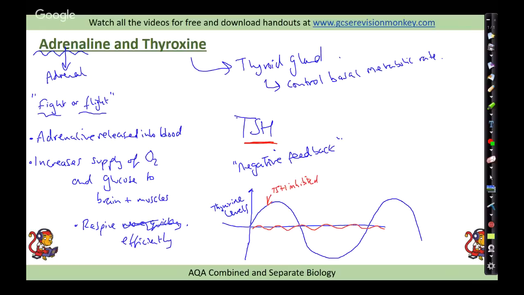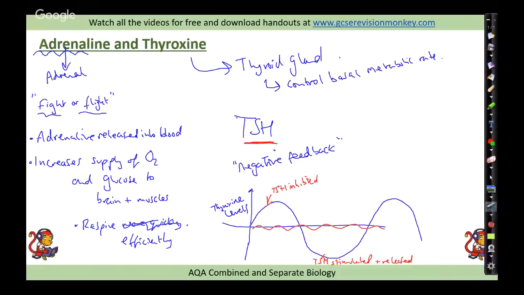And at this point here, you will have TSH stimulated and released so that it then brings back up the levels of thyroxine. So if it gets too high, something happens to bring it down again. If it gets too low, something happens to bring it up again.